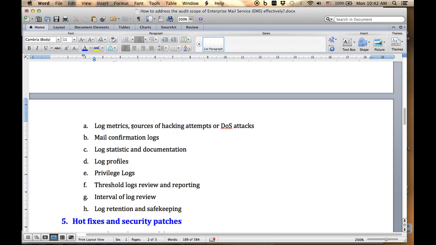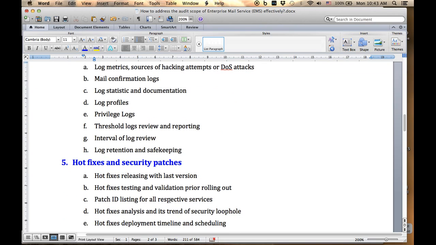So we need to identify what is the standard threshold configured by the IT security team. So the next is the interval of log review. So we need to understand what is the interval of a log review to measure what is a critical system, or what is a critical system that needs to comply with the interval of the review.